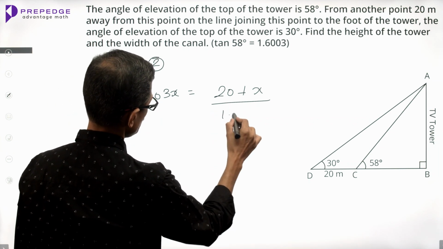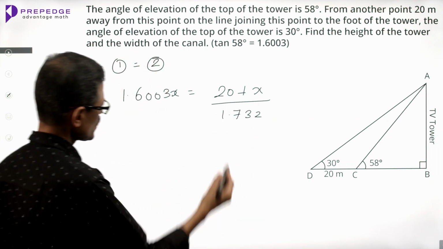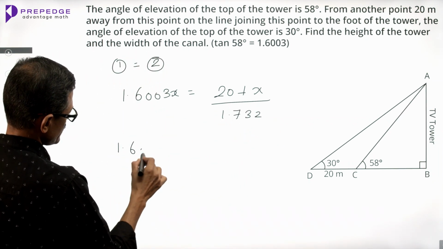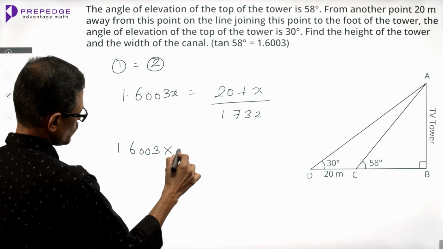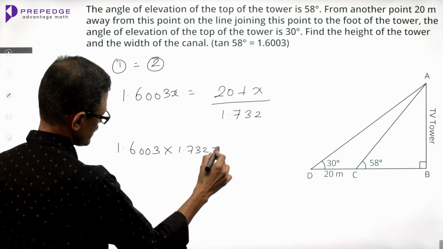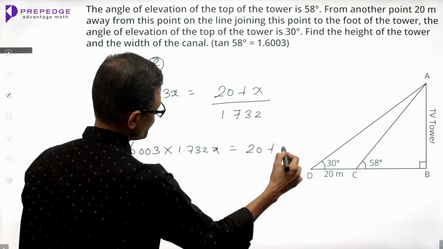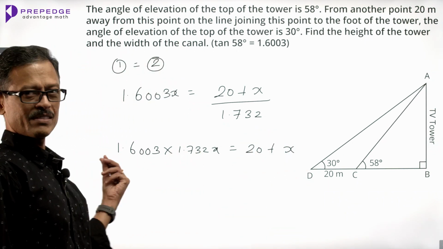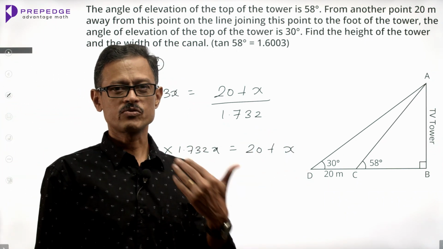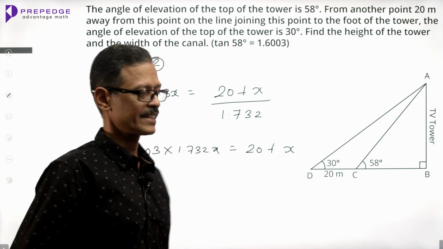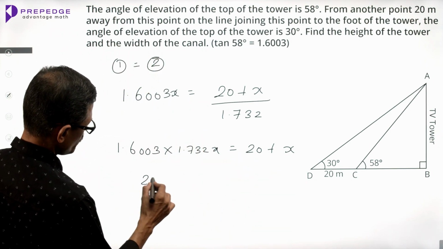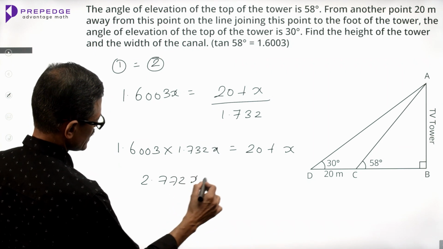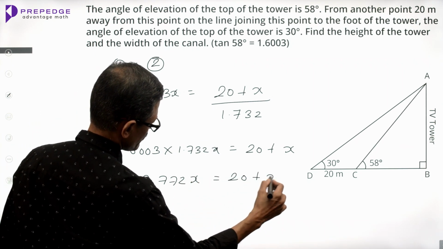We'll write root 3 as 1.732. Cross multiply this. 1.6003 into 1.732x is equal to 20 plus x. In the calculation, பண்ணி பார்த்துருங்க. இதுக்கு ஆன்சர் நான் குயிக்காக சொல்லிடுறேன் because we don't want to waste video time on doing this calculation. This works out to 2.772x is equal to 20 plus x ன்னு வரும்.